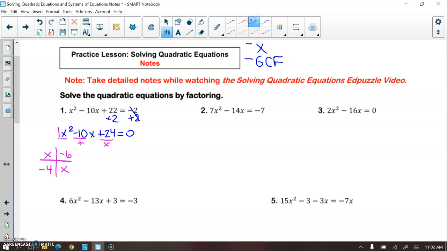This does not mean that x is negative 6 or negative 4. A reminder that we need to put this in terms of our binomials. So it means that this is an x minus a 6 times an x minus a 4, and that equals 0. And then we set each of those binomials equal to 0 using the zero products property.